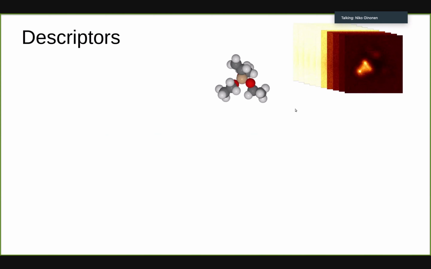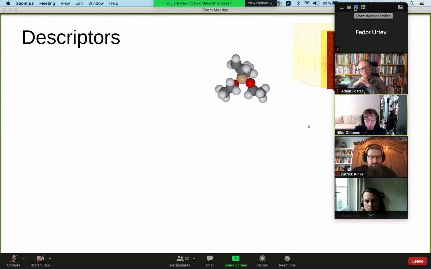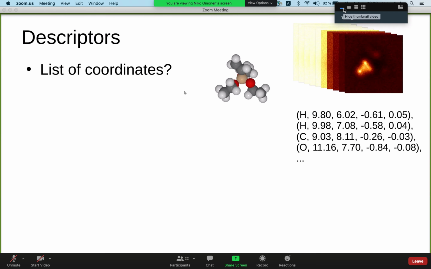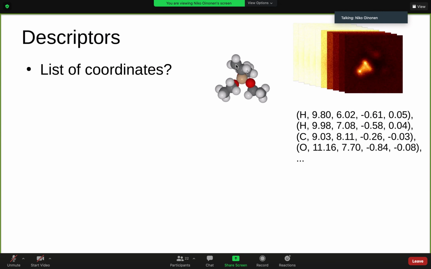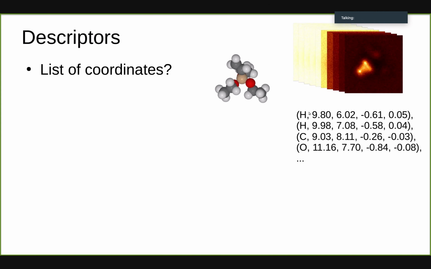Now getting back to the AFM images, our problem at hand. The question that still remains is: what should the model output? What is the information that we want to extract from the AFM images? First thing that you might think of is that, okay, well, we want to know where the atoms are, so maybe we just take a list of coordinates for each atom in the molecule. But in practice, this turns out to be not so ideal.